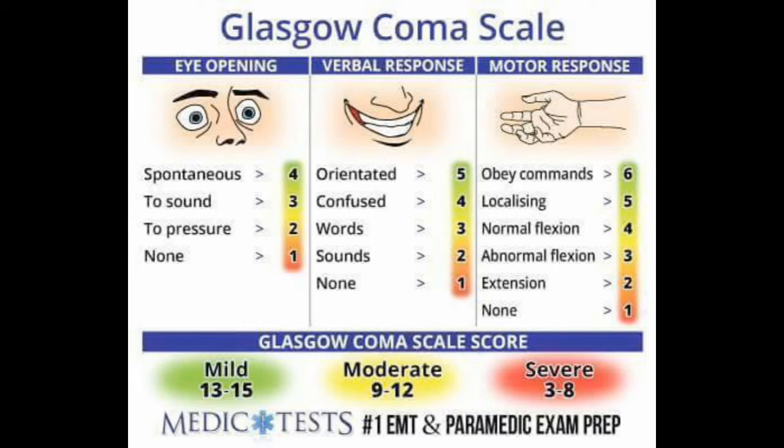When you apply an external rub and the patient contracts normally, that is normal flexion, and the patient is scored as 4. Abnormal flexion, which is the decorticate position, when you see the abnormal contracture, is scored as 3. Abnormal extension, known as decerebrate, is scored as 2. Then the last one, if there is no response, the patient is scored as 1.